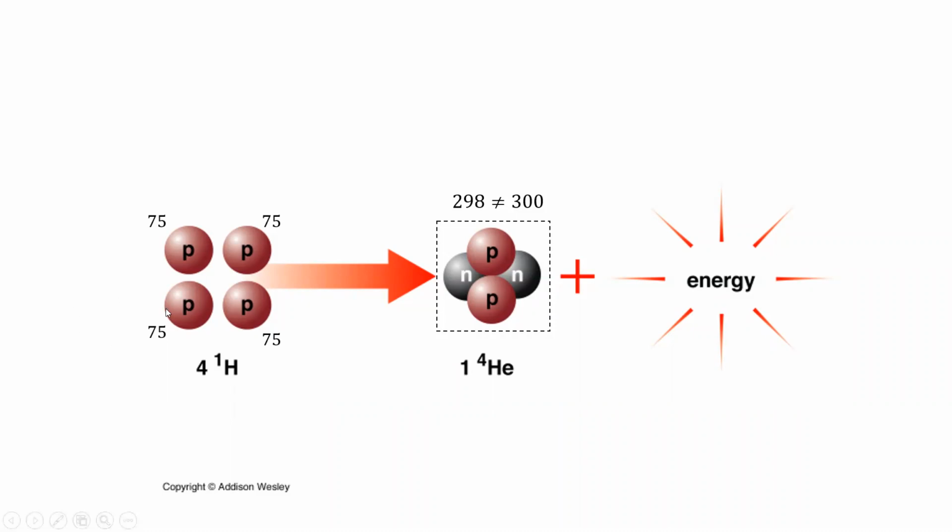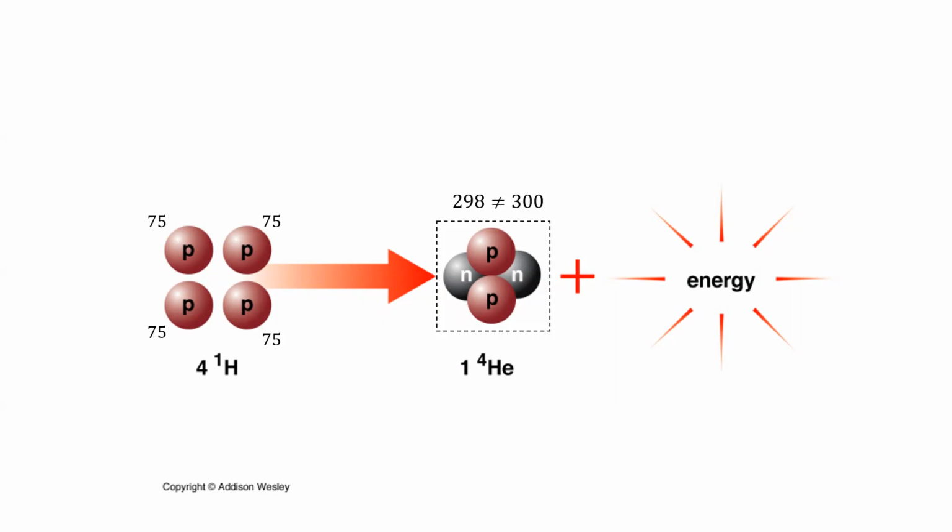So if each of these protons has a mass of 75, then when you squish them all together to make a helium nucleus, you would expect the mass of this helium nucleus to be 300. 75 times 4, 300. But it's actually more like 298. That may seem trivial, but that 2 parts per 300 ends up releasing an extraordinary amount of energy, something like 1,000,000 times what gets released in your typical chemical reaction. That's a good number to memorize. The typical nuclear reaction releases something like 1,000,000 times the energy of a typical chemical reaction.